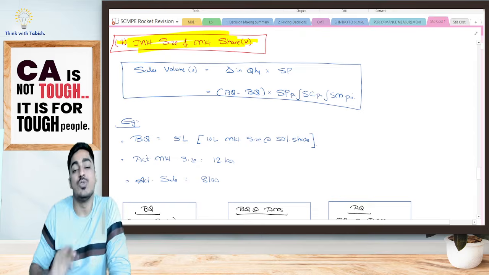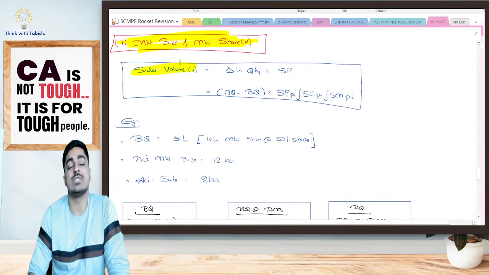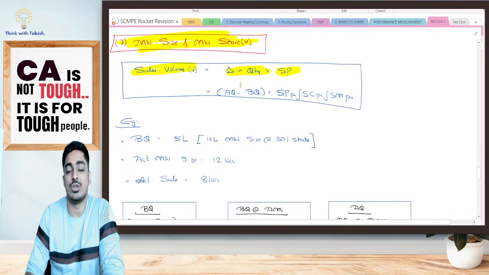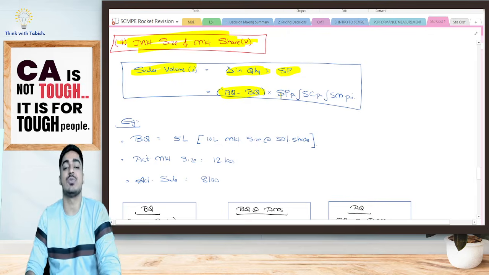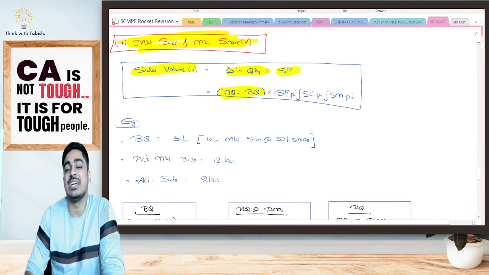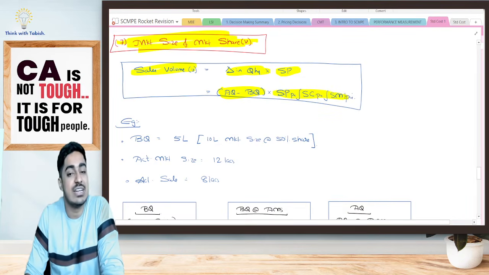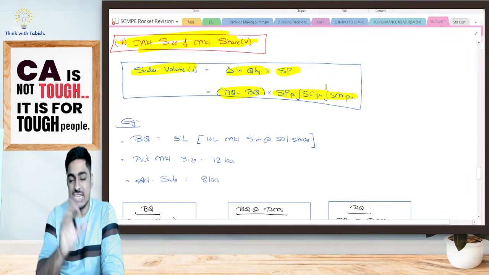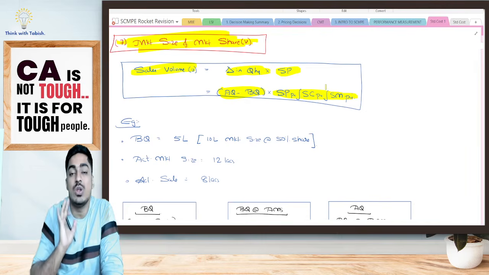Now, sales volume variance we had discussed. Yes or no? What is my sales volume variance, students? It is my difference in quantity converted into value multiplied by standard price, which is my actual quantity minus my budgeted quantity. The multiplier could be your standard price per unit, or your standard contribution per unit, or your standard margin per unit. Now, a very simple example I am telling. Based on that, you will develop it, students.